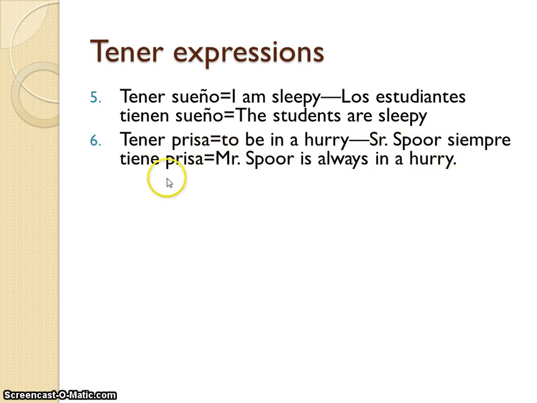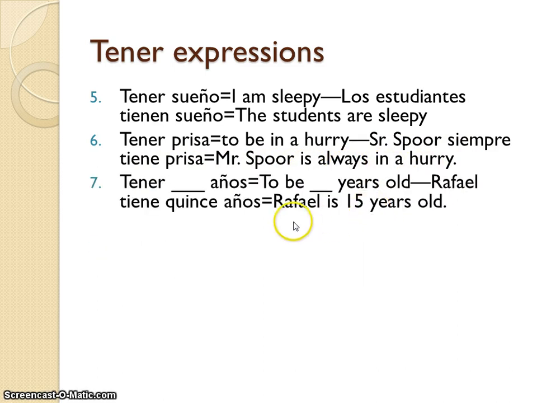Señor Spore siempre tiene prisa, which would mean Mr. Spore is always in a hurry. And then tener blank años. This is where you'd put in the number. That means to be so many years old. So for example, Rafael tiene 15 años. So we're saying Rafael is 15 years old. We say somebody is so many years old. In Spanish, you say somebody has so many years, like Rafael has 15 years.